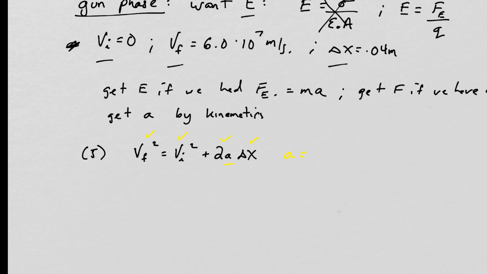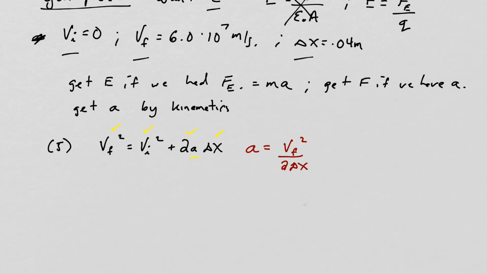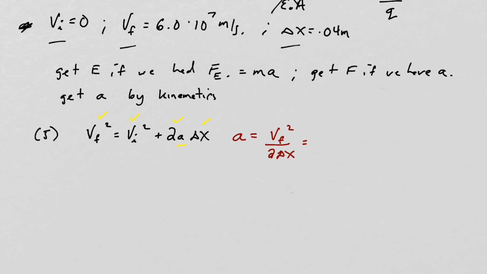Man, I really like that yellow, but I don't know how it's going to come out on the screen, so I'm not going to use it. Okay, we solve this for the acceleration then, and that's going to be V final squared, again this is V final with respect to the gun phase, divided by twice delta x, where I've already converted delta x into meters. We plug this in, and what we see is that we get an acceleration of 4.5 times 10 to the 16 meters per second squared.